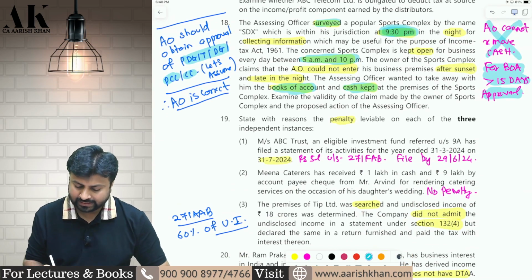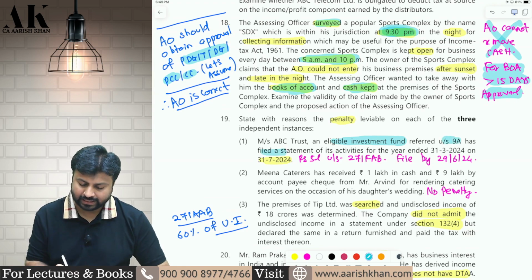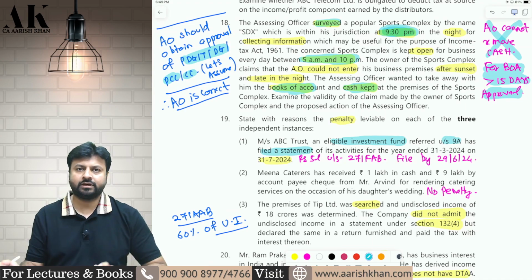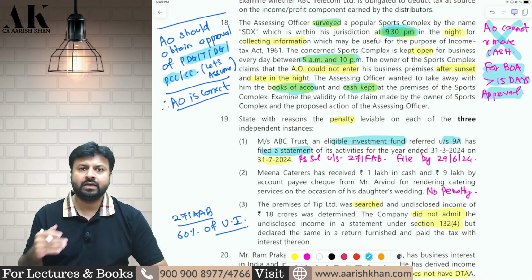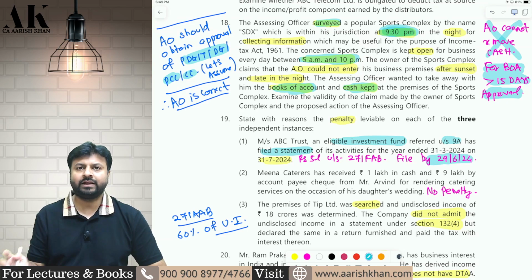First, there is an eligible investment fund under 9A which has to file a statement. They have not filed the statement. So by when they are supposed to file the statement? They are supposed to file the statement within 90 days from the end of the year. Therefore, they should file the statement by 29th of June 2024. They have filed the statement late on 31st July. Therefore, they will be liable for a penalty of 5 lakh rupees under section 271FAB. Under which section? 271FAB, 5 lakh rupees penalty will be imposed.